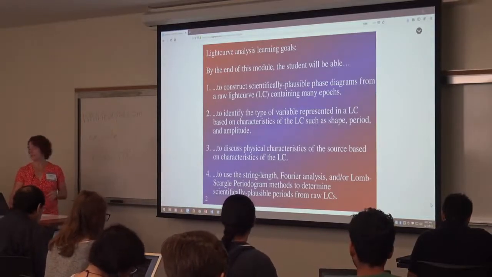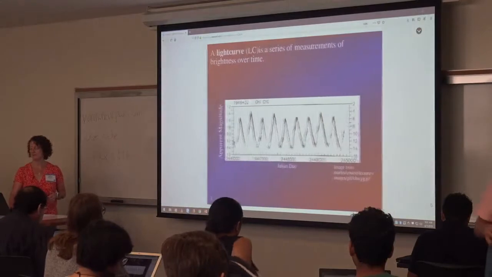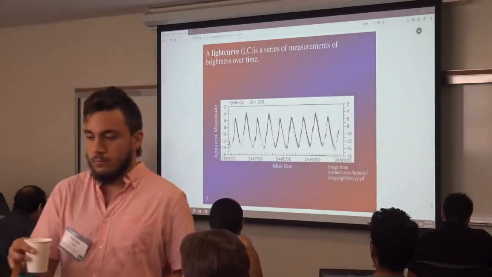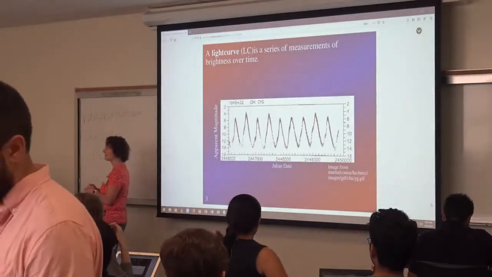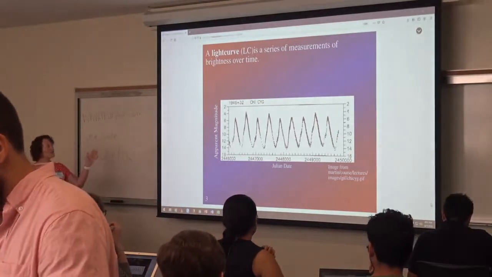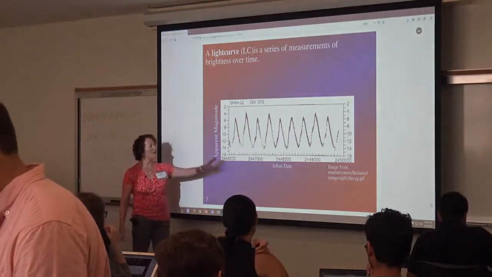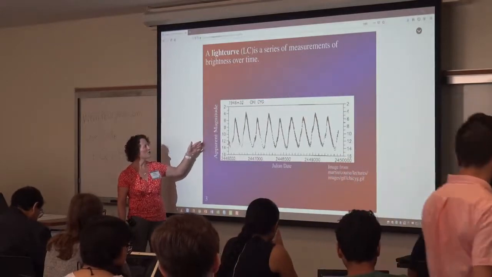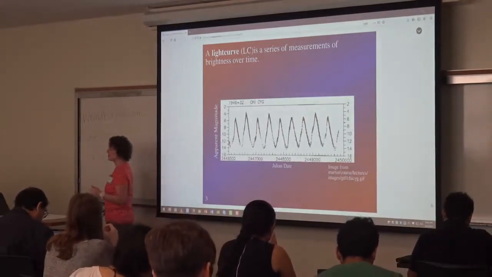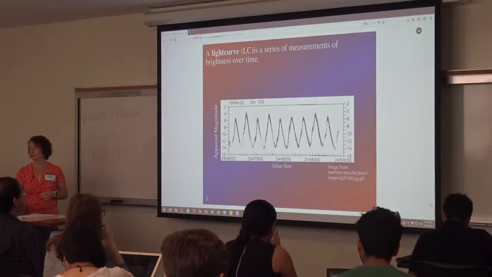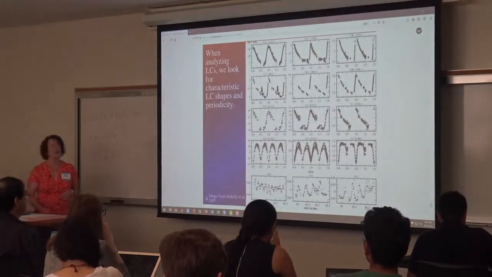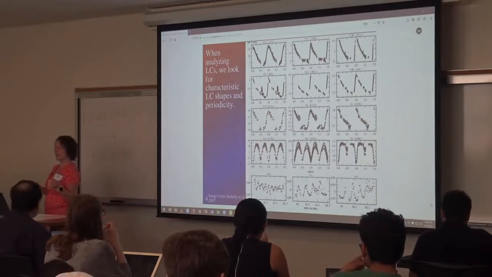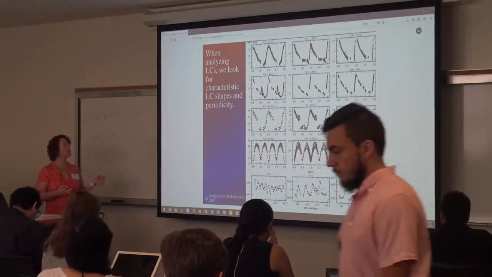So let's start at the beginning here. A light curve, and I am abbreviating light curve because we say it so many times in this module, is a series of measurements of brightness over time. And you can see that here. We often have it with Julian date or some form of Julian date, and apparent magnitude, and you can see the brightness varying over time. So when we analyze light curves, we're looking for things like characteristic light curve shapes and periodicities.